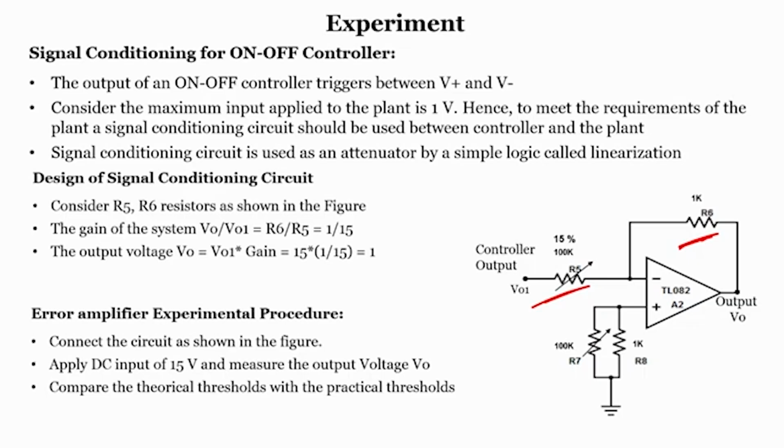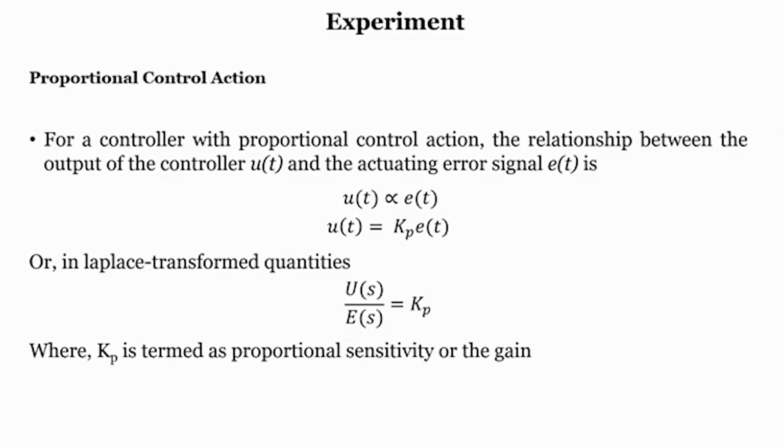So, if you want to design the error amplifier, you can connect the circuit, apply a DC input of 15 volts, and then you can measure the output and compare the theoretical with the practical threshold. This is similar to the last slide. Now, this is about the on off controller. The on off controller is kind of easy.